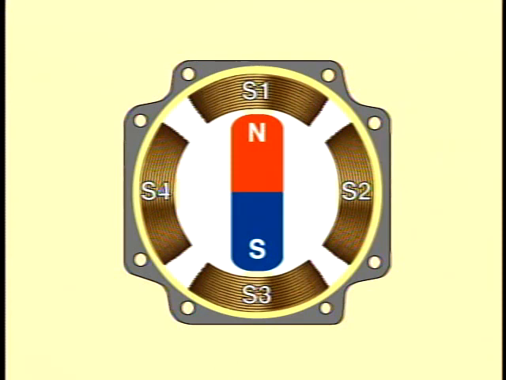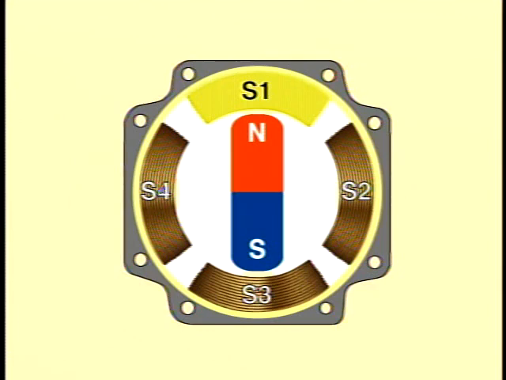Now we will turn on a direct current in these 4 coils in sequence. When the direct current passes through the S1 coil, it becomes an electromagnet and draws the rotor's poles. The rotor stops facing S1.